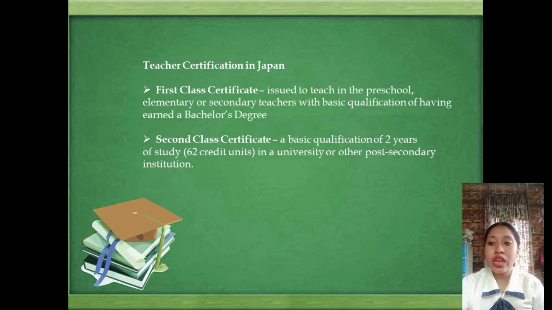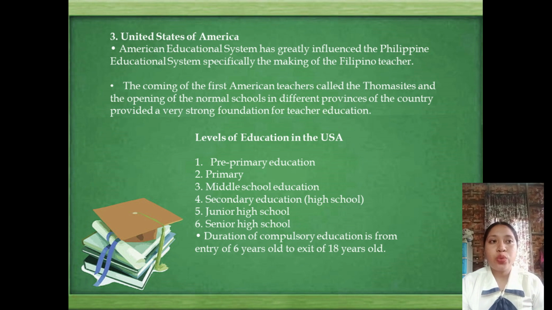So to teach the upper secondary level, the qualification is the master degree. The next one is the second class certificate, a basic qualification of 2 years of teaching. So it means 62 credit units in a university or other post-secondary institution. The next one is the United States of America.